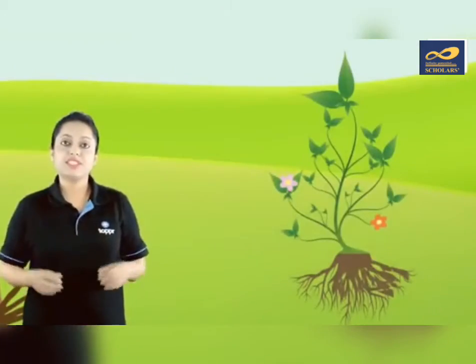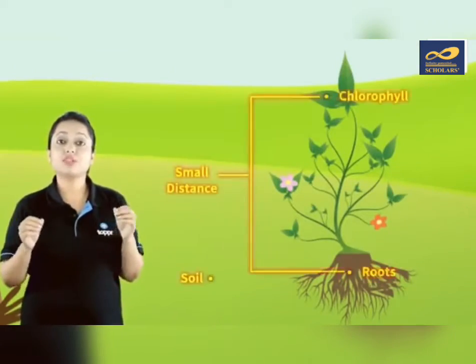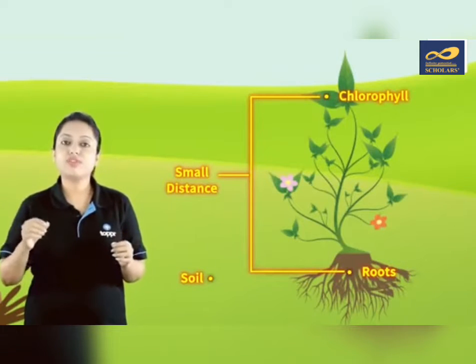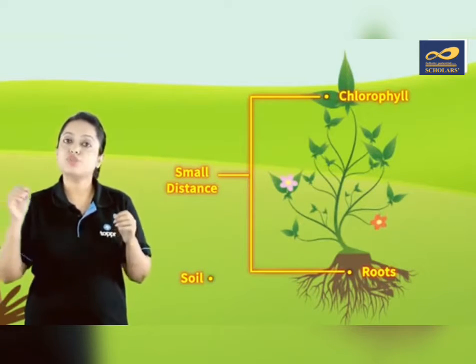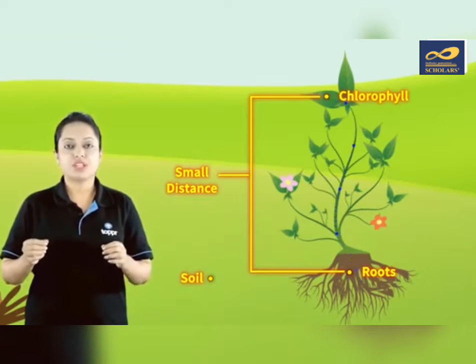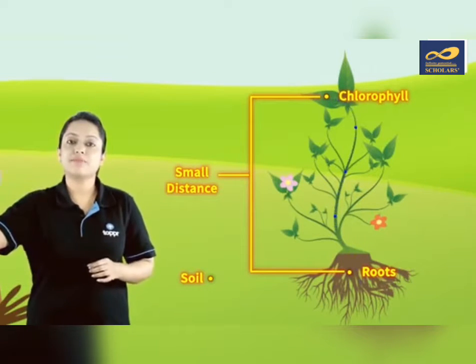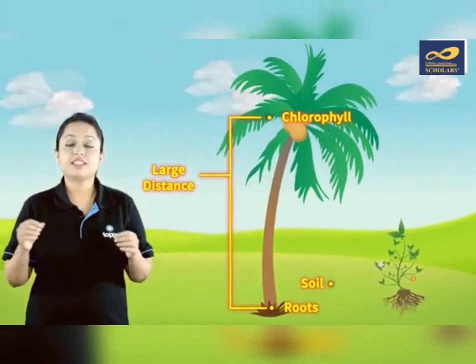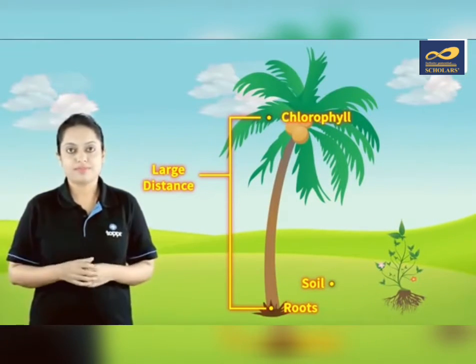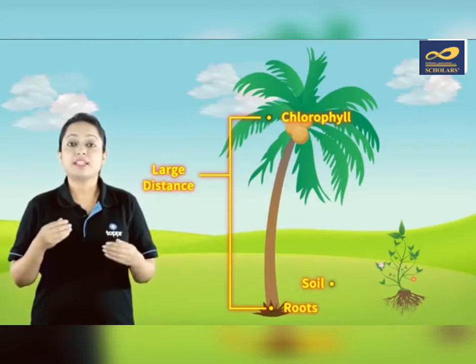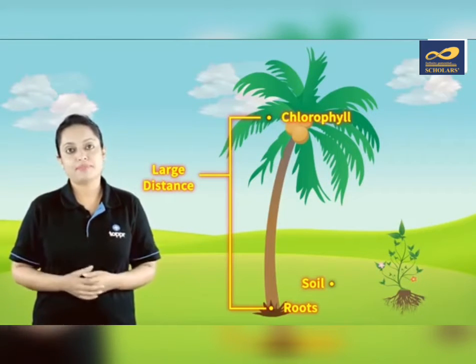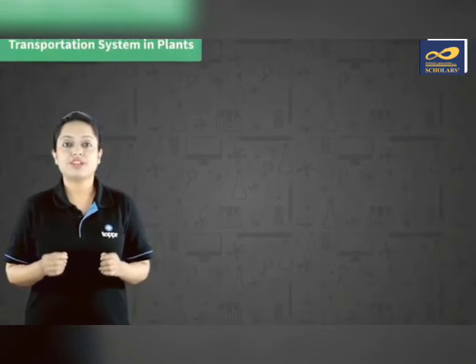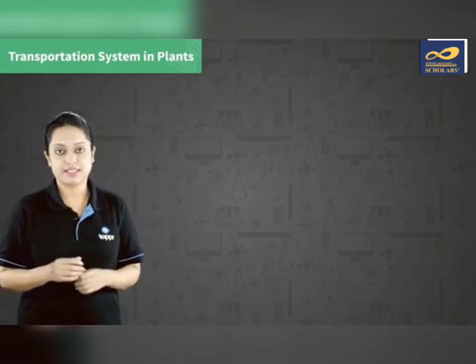So have you ever wondered how these plants transfer this water that they absorb by their roots to their leaves? If the distance between the organs in contact with the soil, that is roots, and the chlorophyll containing organs, that is leaves, is small, then water can be transferred from the roots to the leaves by simple diffusion. But this distance is very large in tall plants. So for such plants, plants have a transportation system in them. In this lesson, we'll study the transportation system in plants in detail.